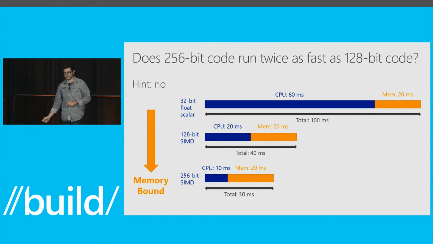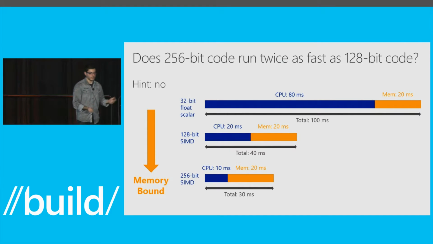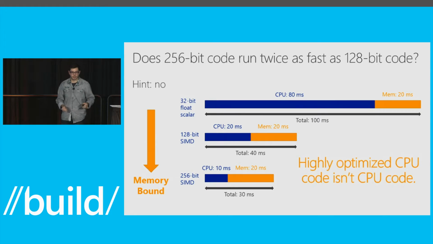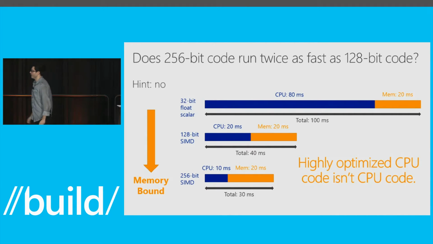Through optimization, through taking advantage of 256-bit stuff, we've turned a CPU-bound program into a memory-bound program. So what used to be 80% CPU is now 33% CPU. And that's a big deal. This is what I mean when I say highly optimized CPU code isn't CPU code. It's not anything like that. You're waiting for memory most of the time, right? 66% of the time in this case, you're waiting for stuff to come back from the memory where you can then dispatch the stuff to the CPU and actually do the work.